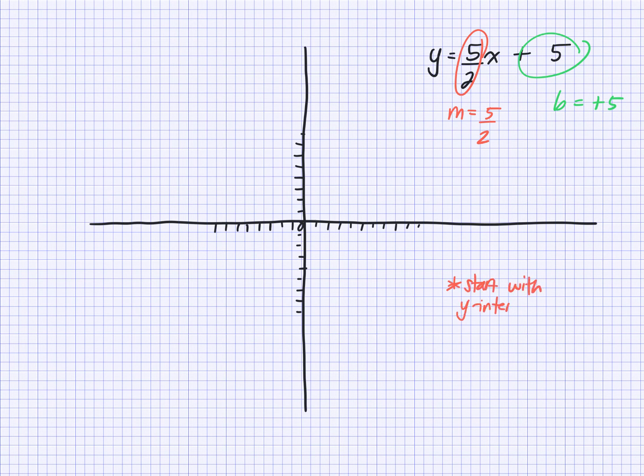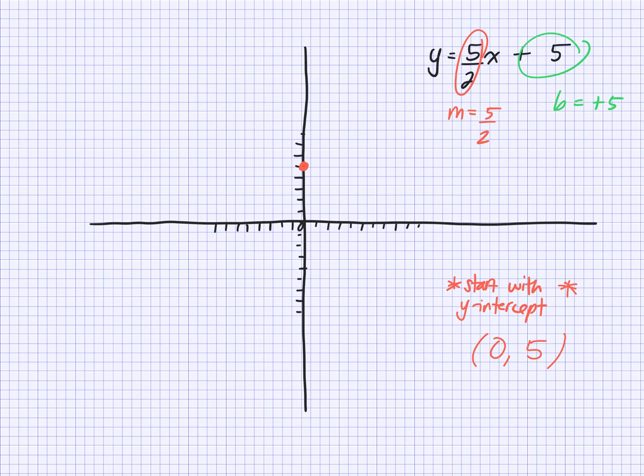Okay? So the first point you're going to plot is what? What is the y-intercept? The y-intercept is 5. Good. So we're going to put 0, 5. So we're going to start with that. The first point at 0, positive 5. 1, 2, 3, 4, 5. That's the first point. So we know that whichever direction this line goes, it has to pass through that point, right?